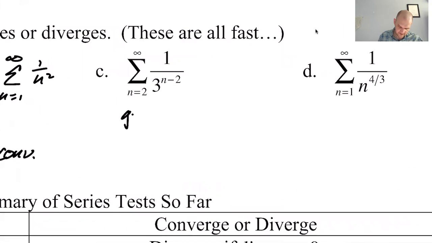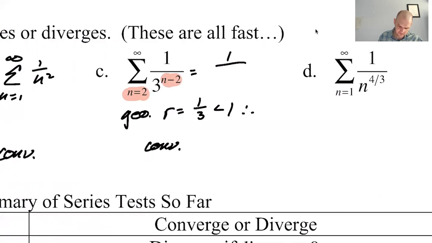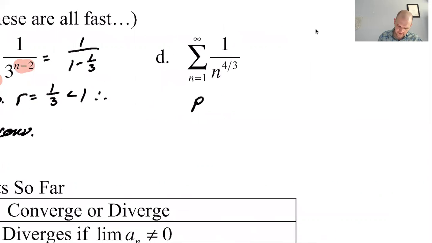This is geometric. r is 1/3, which is less than 1. Therefore, it converges. Not only does it converge, but since it's geometric, we can find the sum. What you do for the sum here is you take this and plug it in here. So we get 3 to the 0 as our first term, which is 1, over 1 minus 1/3. And here, p is 4/3, which is greater than 1. So converges.